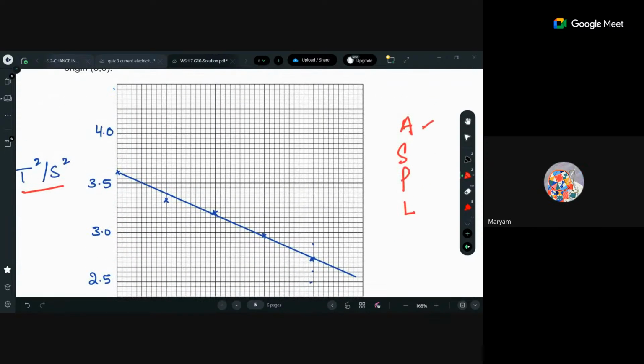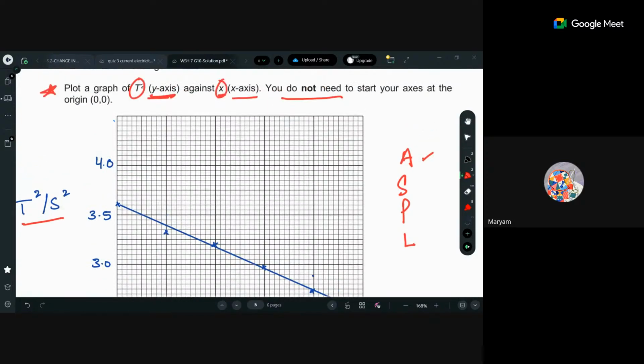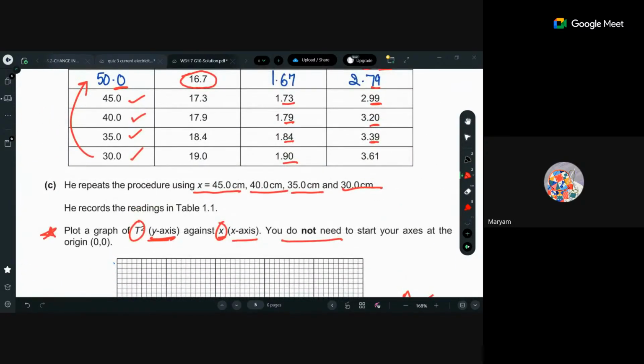Also, if they are mentioning that, then we have an obligation that we don't have to start from zero. Yes, that is right. If it is not mentioned, meaning there is no information about the origin, then it is your choice according to the graph you have, or the scale you have, or the range of the values you have.